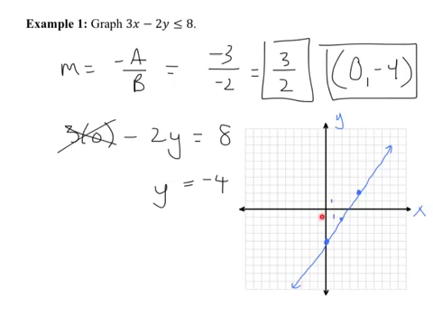So we have the origin here. Let's test 0, 0. So we get 0 minus 0 is less than or equal to 8. Is 0 less than or equal to 8? Well, yeah, sure it is. That means that this side of the graph is part of the solution set. If you tested any point over here, it would be in the solution set. So what we have to do is we have to actually just shade this portion of the graph.